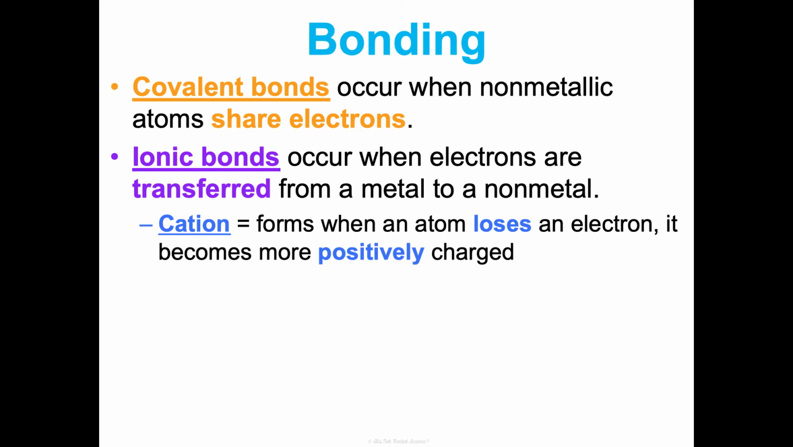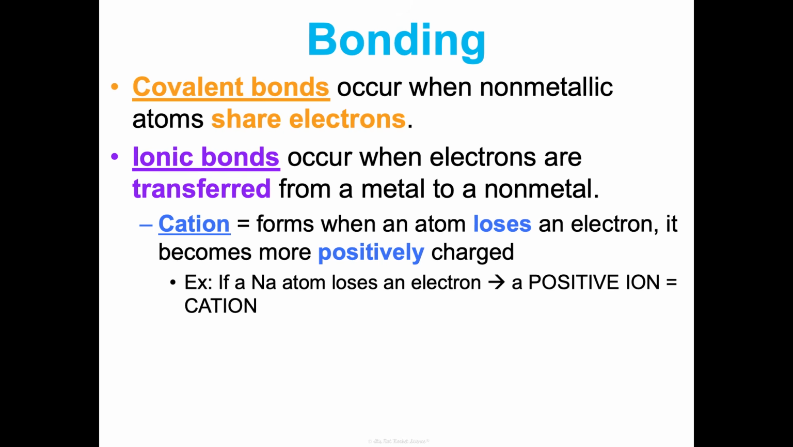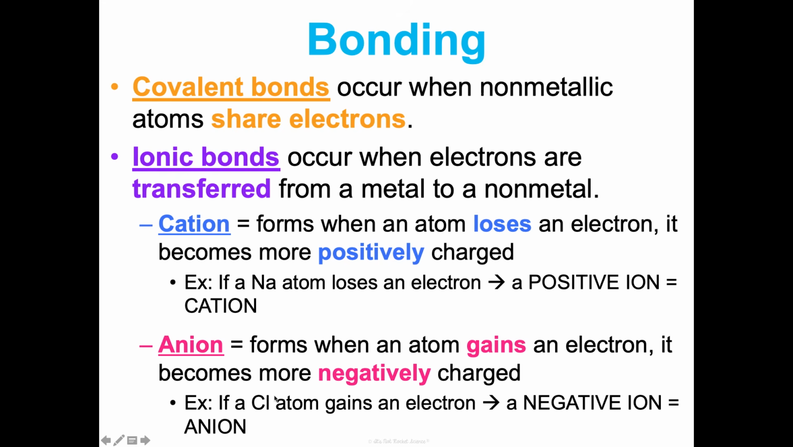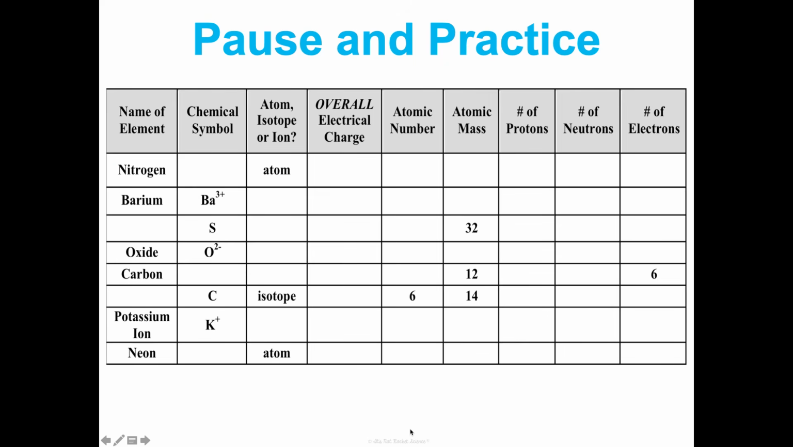When this happens, the metal loses an electron, and so it becomes more positively charged because it's gotten rid of some negativity. So if a sodium atom loses an electron, it becomes a positive ion, or a cation. An anion forms when an atom gains an electron and becomes more negatively charged. So chlorine in sodium chloride gains that electron from sodium, meaning it becomes more negative. So it would be an anion.